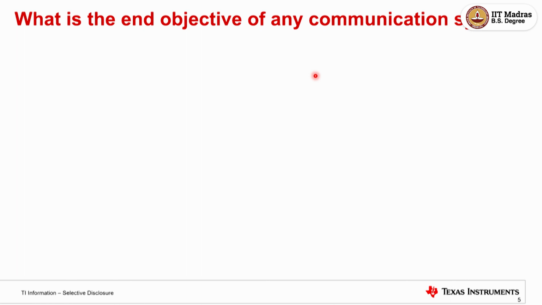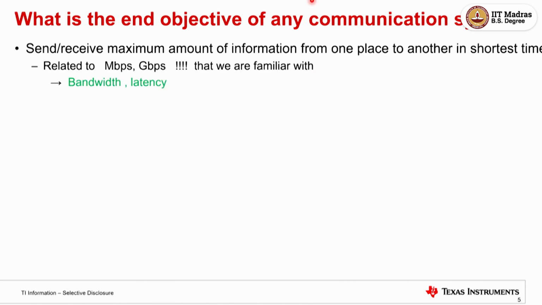Okay, let's slowly build up. What is the end objective of any communication system? What are the key things people try to achieve when they build one? The important thing is you want to move the maximum amount of information from one place to another in the shortest time possible. That's the basic motive. So speed: even when we buy a broadband connection, we compare different vendors and see who gives us the best speed.